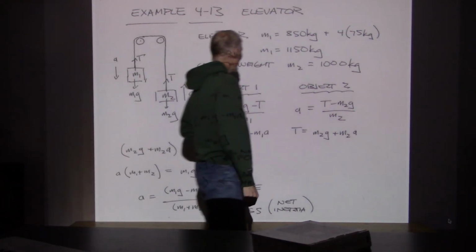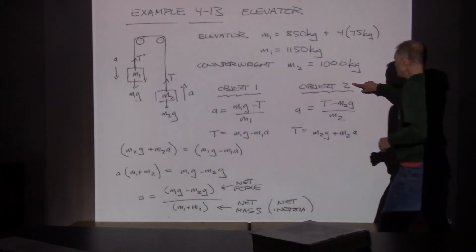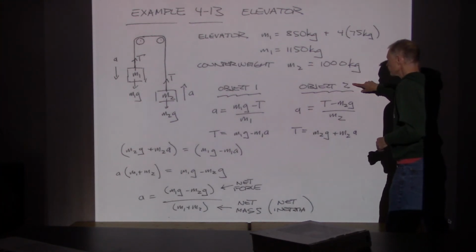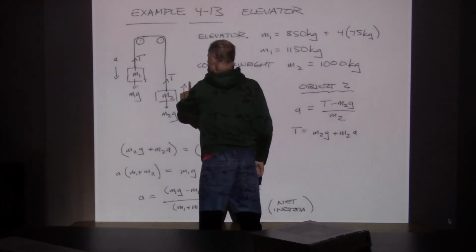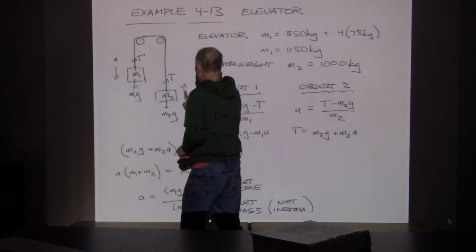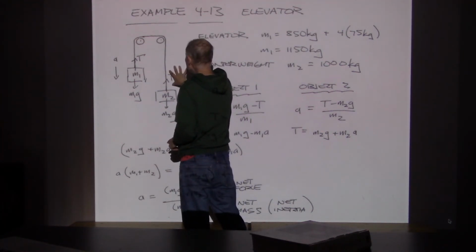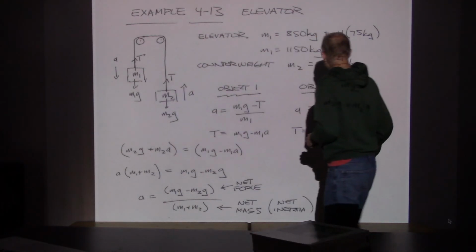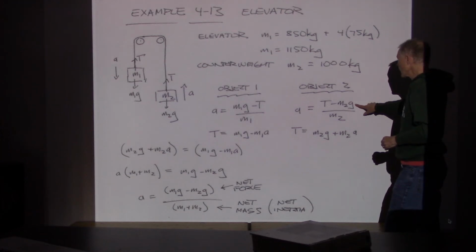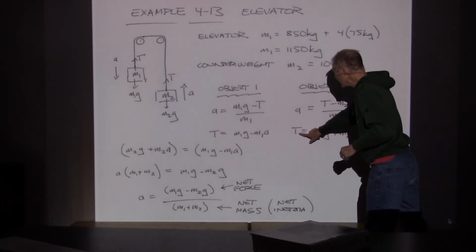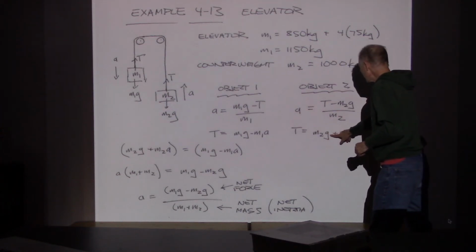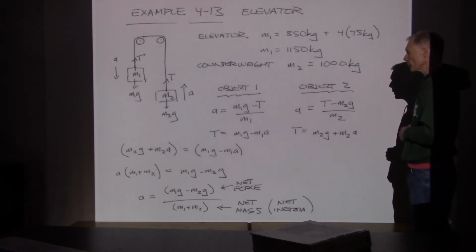Now for object 2, what I'm going to do is also write down the very same formula, but remember, acceleration is in the opposite direction. So this time, T gets the positive sign, m2g gets the negative sign. This is what the acceleration formula looks like. This is how the tension is related to the forces and the acceleration.